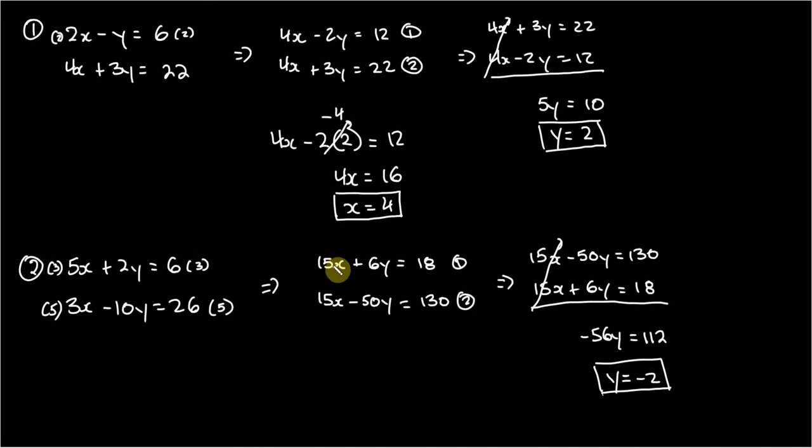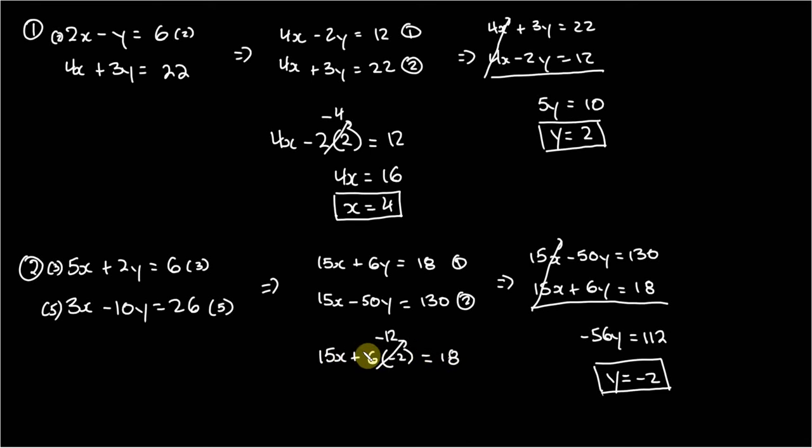We can very simply find the value for x. Just substitute y equals negative 2 into the first equation. So we'll have 15x plus 6 times negative 2, right? Because 6y, we know y equals negative 2, so it's 6 times negative 2, and 6 times negative 2 is negative 12. We're going to then add 12 to both sides.